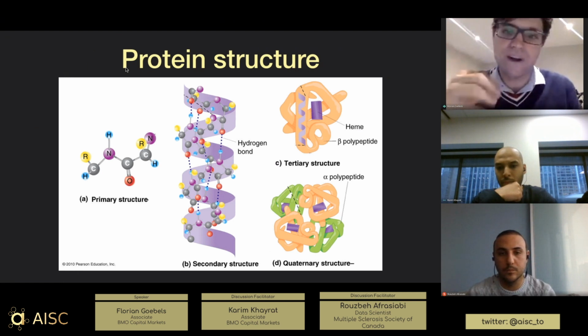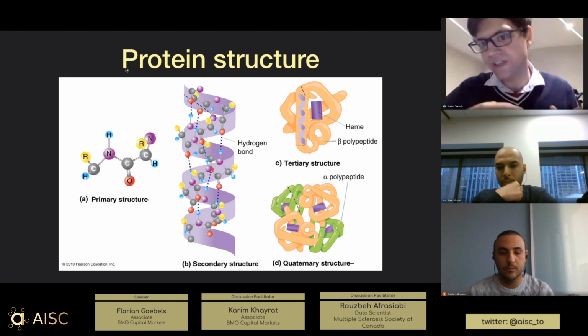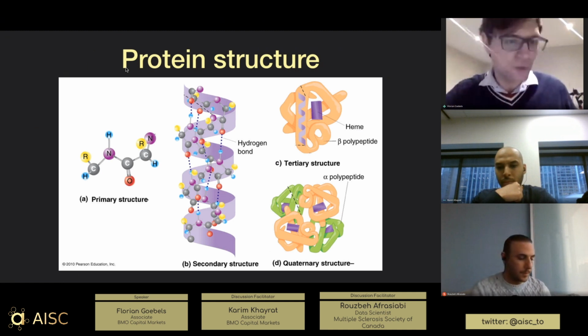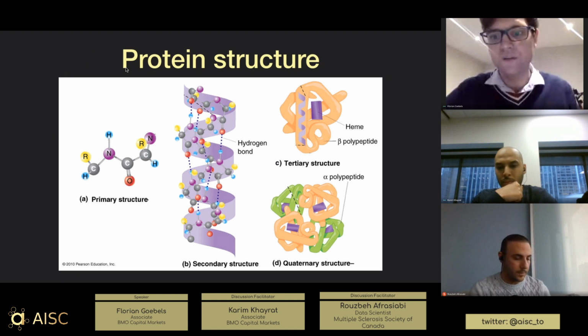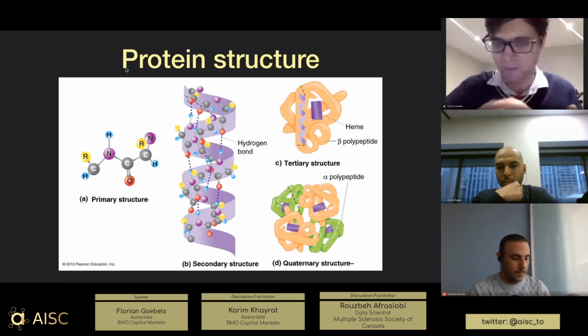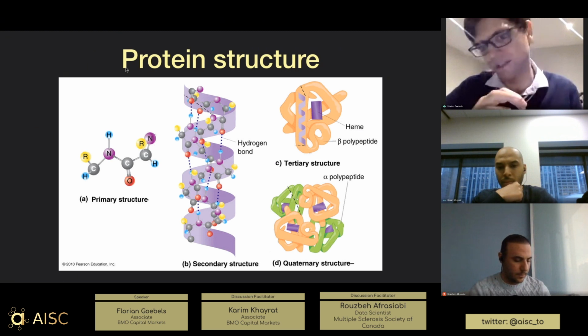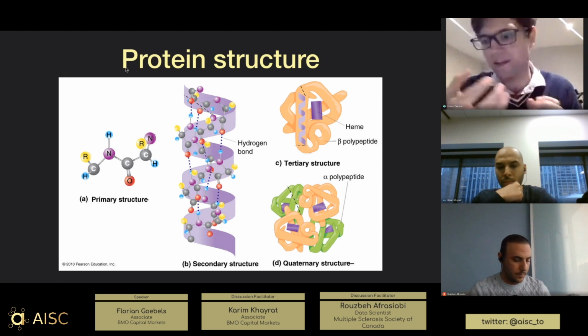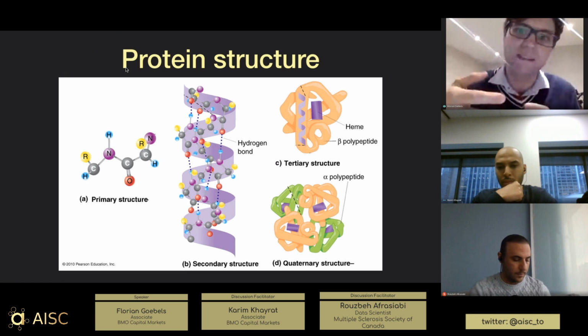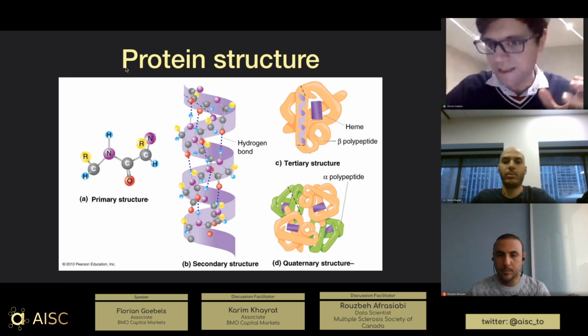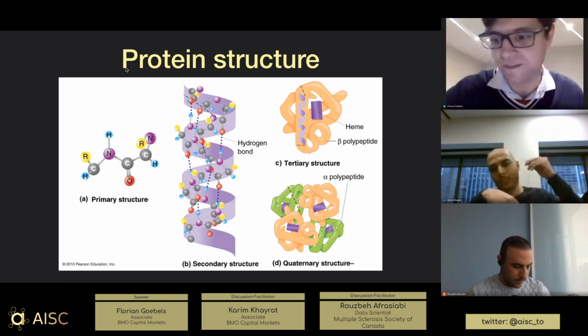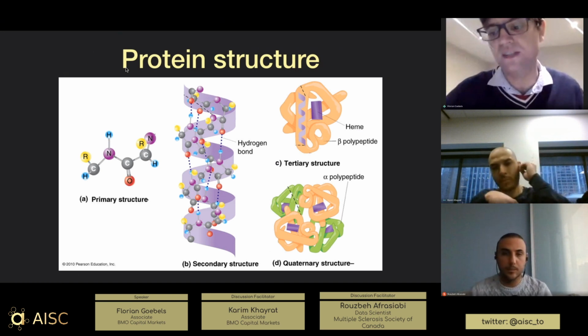So every function in your body is mediated by these protein complexes. These are multiple proteins binding together, forming a stable protein complex. And these protein complexes have some type of function. They have some pocket or some area where some substrate can bind, and then some chemical reaction happens, and then you have the products of that substrate or the products of that chemical reaction.